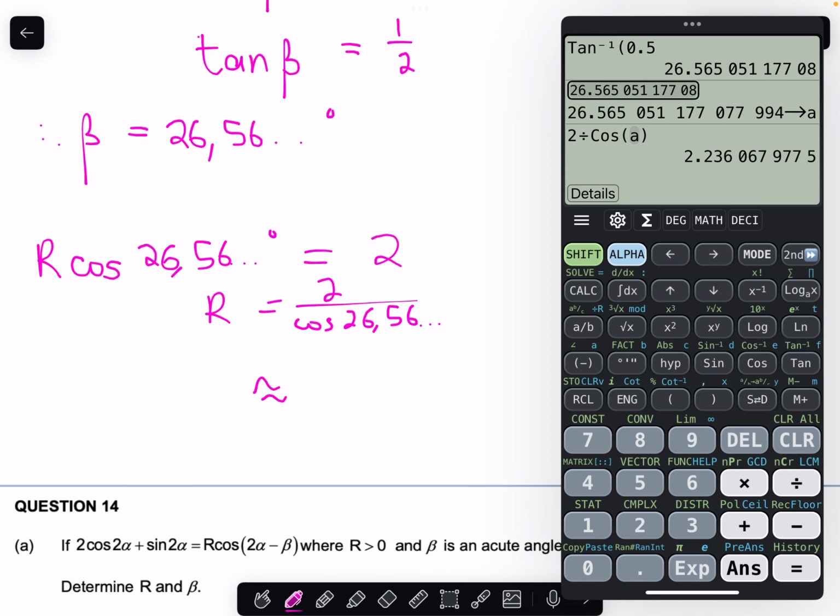So it is going to be 2, 2, 4. And I'm going to store you 2.